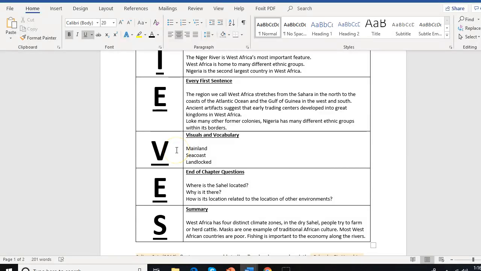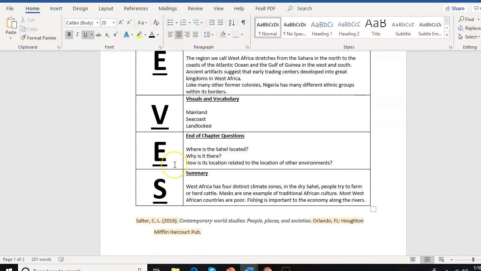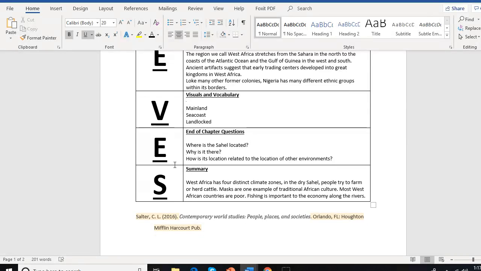So for V, we have visuals and vocabulary. So some of our vocabulary words that our students are going to need to know in order to make sense of this chapter is mainland, seacoast, and landlocked. And then we have some end of chapter questions. Where is the Sahel located? Why is it there? How is its location related to the location of other environments?